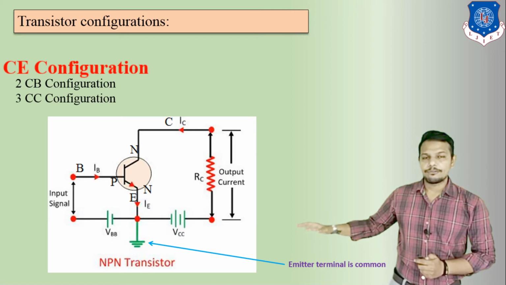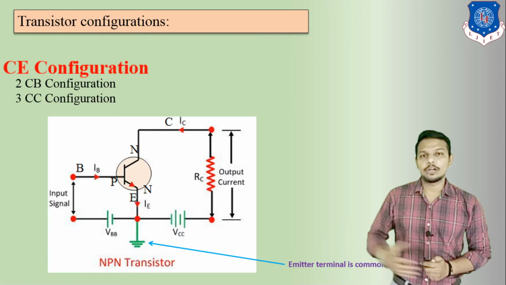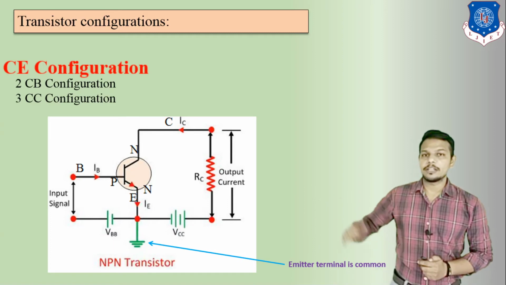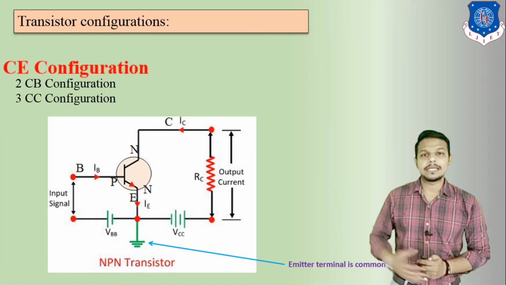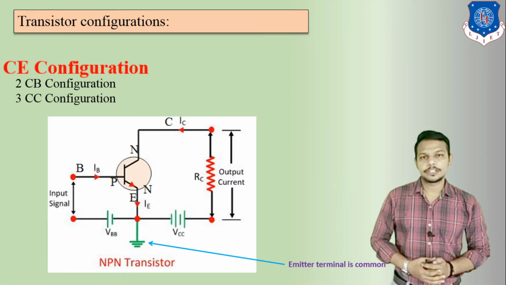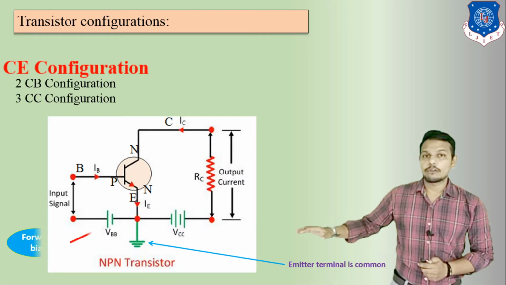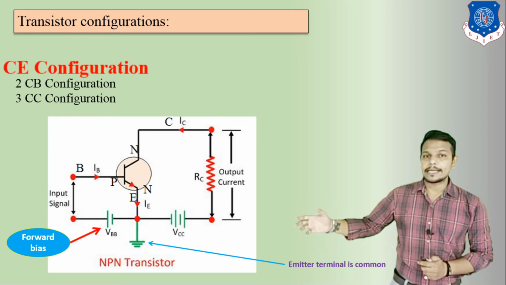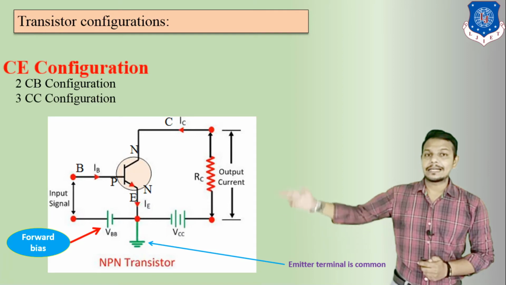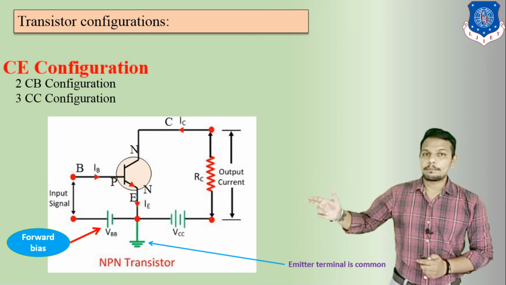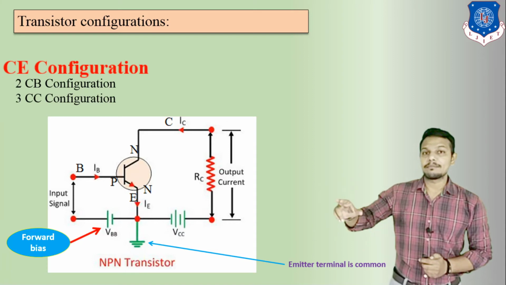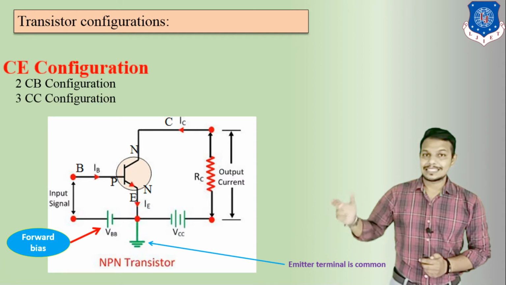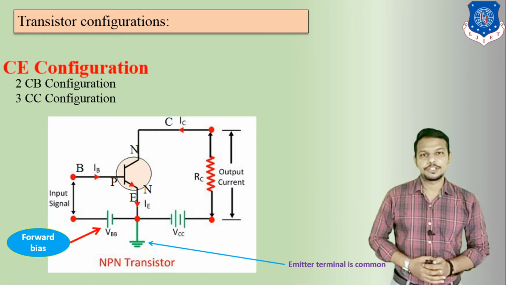Now here we can see VBB. This is your input voltage, or we can say VBE, the potential difference between base and emitter, is your input voltage. So it is forward biased. Why can we say it is forward biased? Here VBB's positive polarity is directly connected to the NPN's P region. P means positive, and VBB's polarity is positive. So this is similar, and that becomes forward bias.